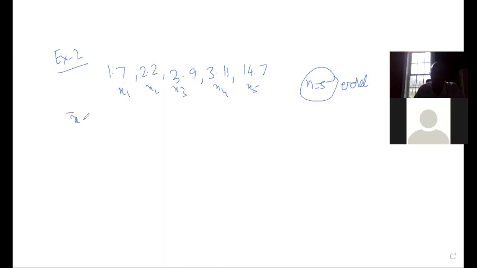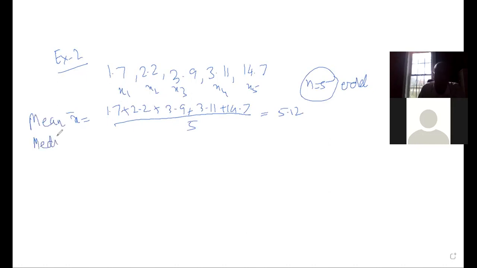So naturally I can find my x bar is equal to 1.7 plus 2.2 plus 3.9 plus 3.11 plus 14.7 and divided by total number of observations, that is equal to 5. If you use your calculator, you're going to get, I think, 5.12. Yes, that's very simple. So this is called the mean. Then after, I can go for the median. For median, as you know, one has to go through the ascending order. So what's the lowest number? 1.7 is the lowest number. Then after, second one is 2.2. Third one is, which one is lower, 3.9 or 3.11? 3.11 is lower.